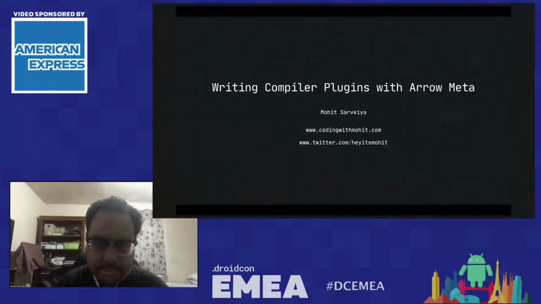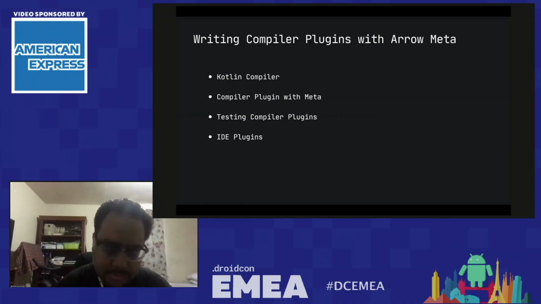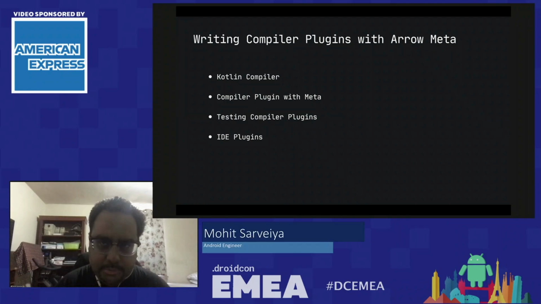I'm a GDE for Kotlin, and I'm going to present to you about how to write compiler plugins with Arrow Meta. So in this presentation, I'll go over the features this library provides. I'll provide you with simple examples on compiler plugins and how to test them. We'll also look at how to make IDE plugins, so let's start.